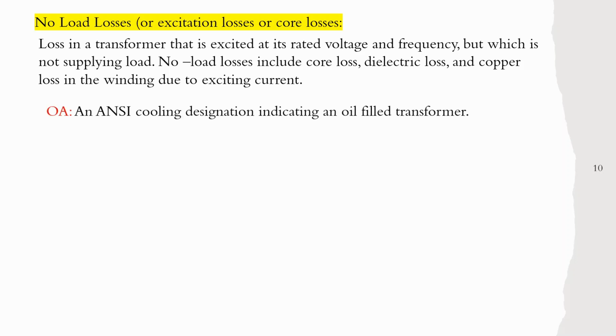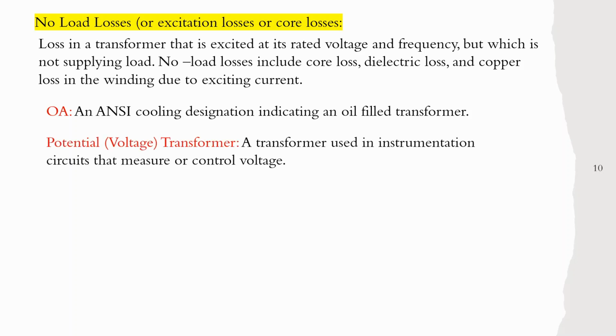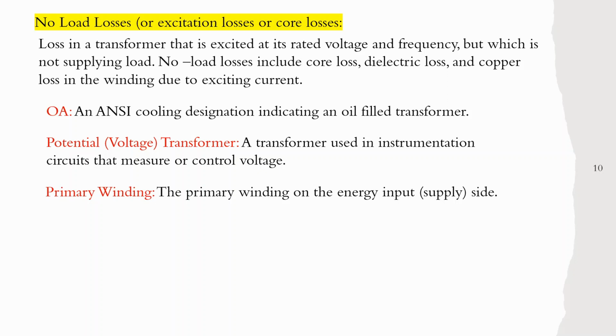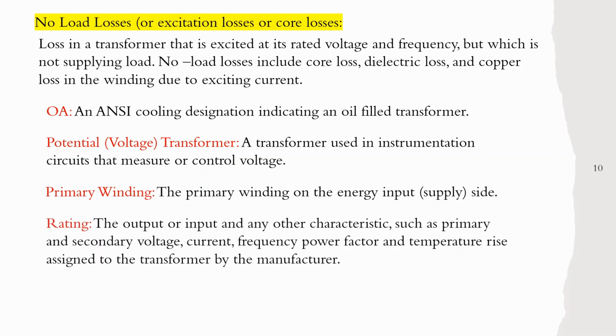So OA, OA and ANSI cooling designations. Then potential voltage, PT. It's part of the instrument transformer: a transformer used in the instrumentation circuit. Primary winding rating.